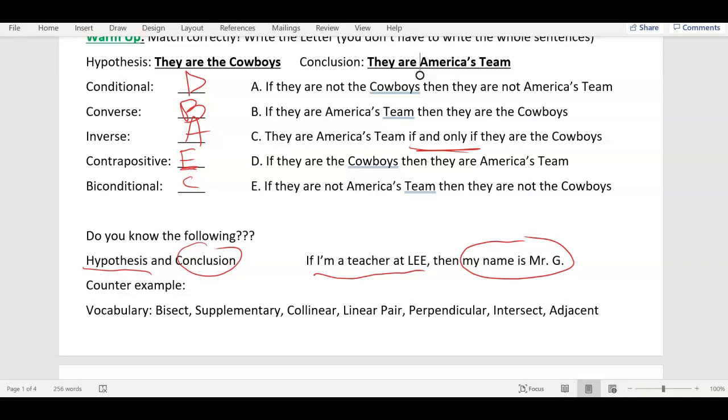Now, counterexample. Everyone hear me? A counterexample is a specific example that proves something false, right? Like if I said all the numbers are even. If it's a number, then it must be even. Well, that's false. I don't just say you're wrong. I say the number 3 proves you wrong, because 3 is a number, but it's not even. Makes sense? Now, what's the counterexample of this statement? If I'm a teacher at Lee, then my name is Mr. G. What's the counterexample?